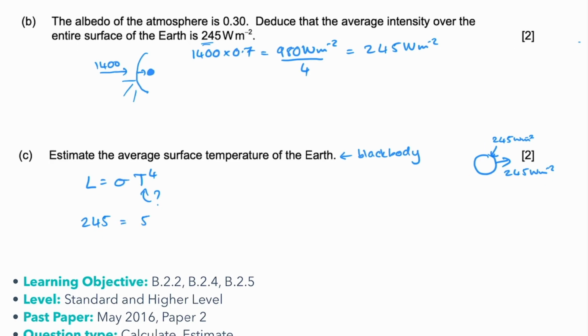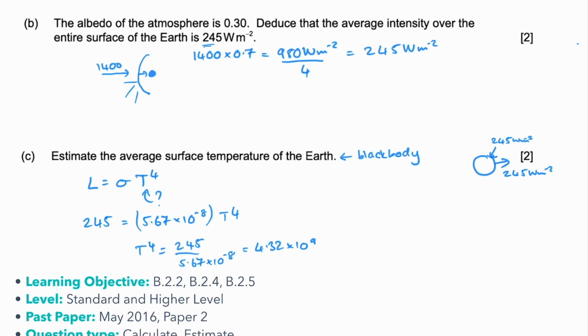We know that the Stefan-Boltzmann constant is 5.67 times 10 to the minus 8, T to the fourth. So we can find out that T to the fourth is equal to 245 divided by 5.67 times 10 to the minus 8, which is equal to a big long number, 4.32 times 10 to the 9. And the fourth root of that gives us T is equal to 256.4 Kelvin. And let's approximate that down to the right number of significant figures. Everything is given at most to 3 significant figures. So the average surface temperature of the Earth is 256 Kelvin. I love that question.